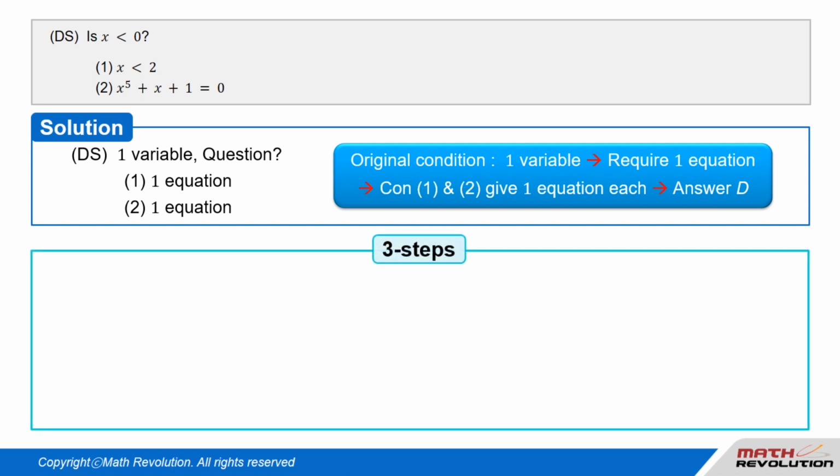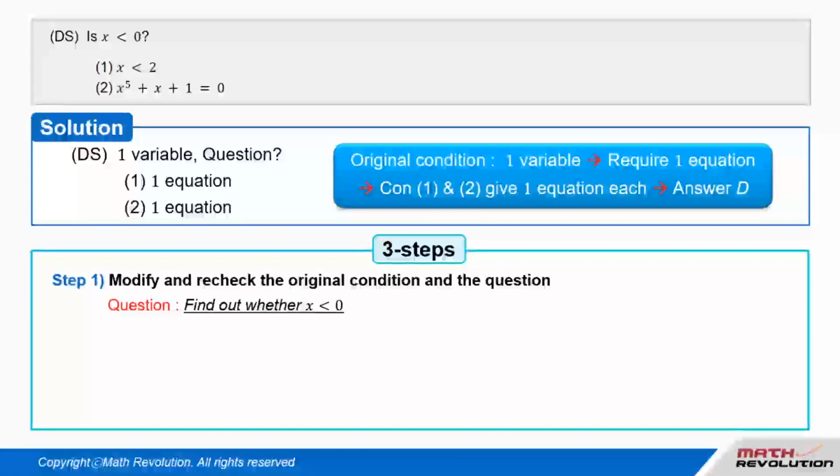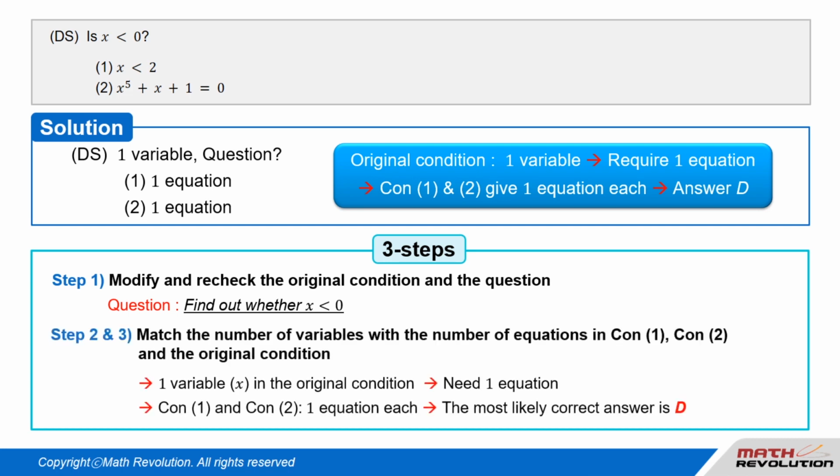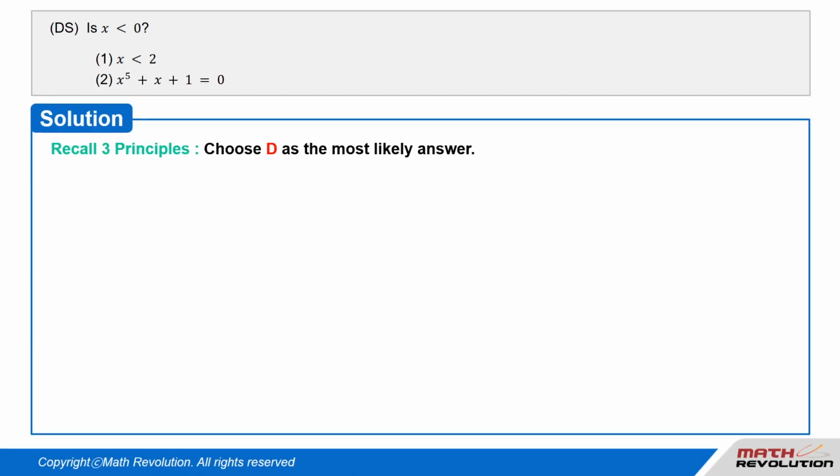Let's apply the 3 steps suggested previously. Follow the first step of the variable approach by modifying and rechecking the original condition and the question. We have to find out whether x is less than 0. Follow the second and the third step. From the original condition, we have one variable, x. To match the number of variables with the number of equations, we need one equation. Since conditions 1 and 2 will provide one equation each, D would most likely be the answer. Recall 3 principles and choose D as the most likely answer.